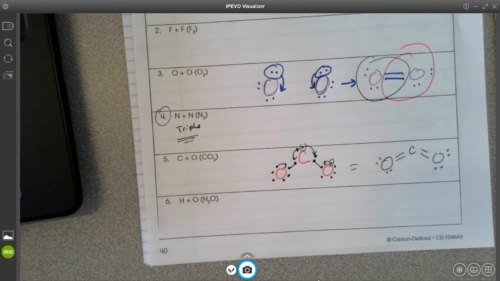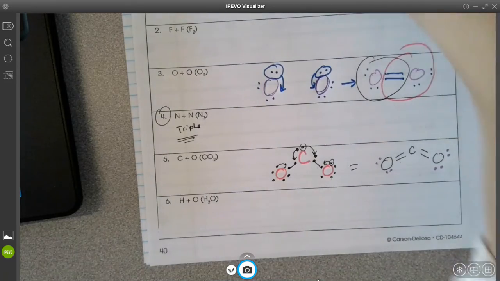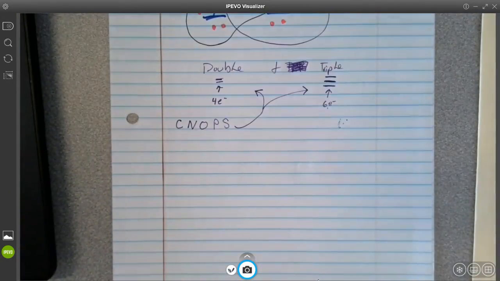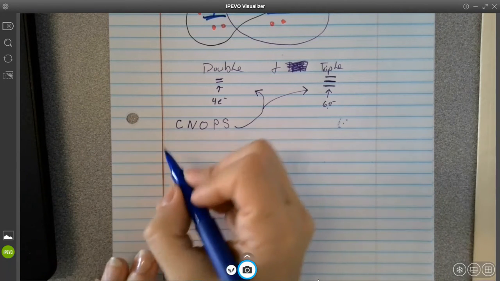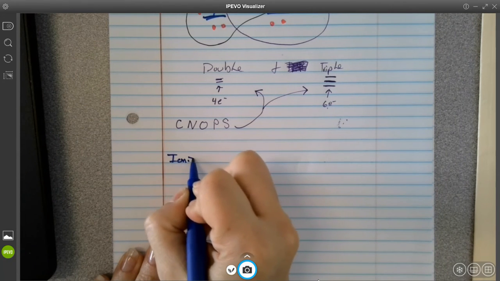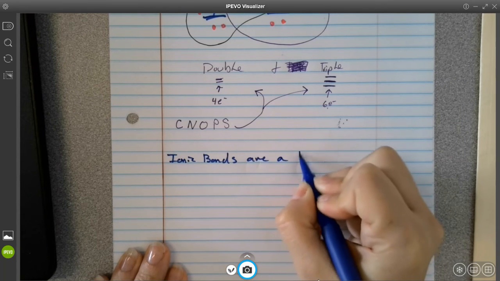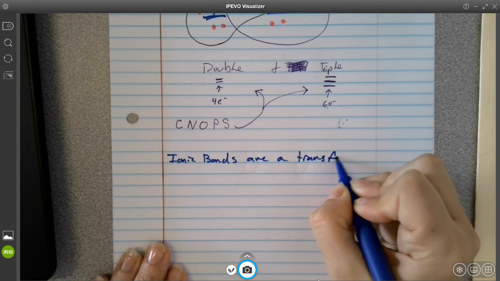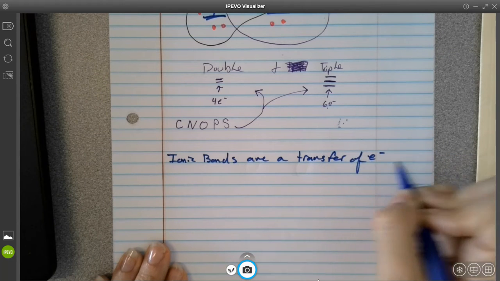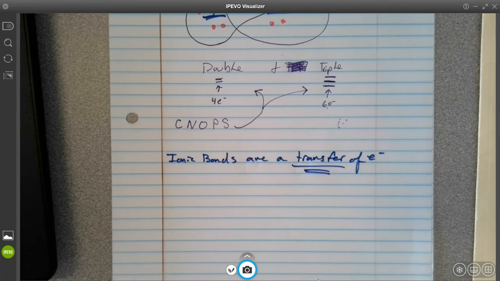So let's look at your ionic bonds now. Ionic bonds are going to be a transfer. So ionic bonds are a transfer of electrons. That means that it's just going to give it away.